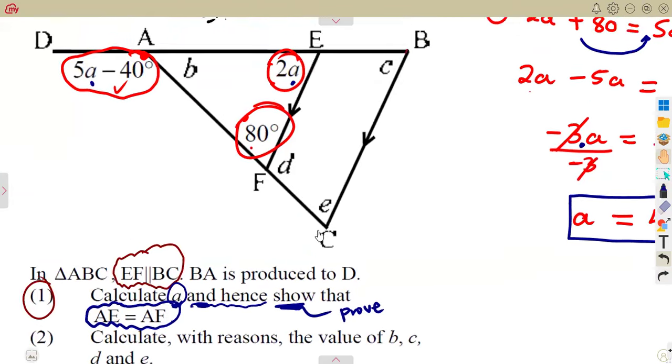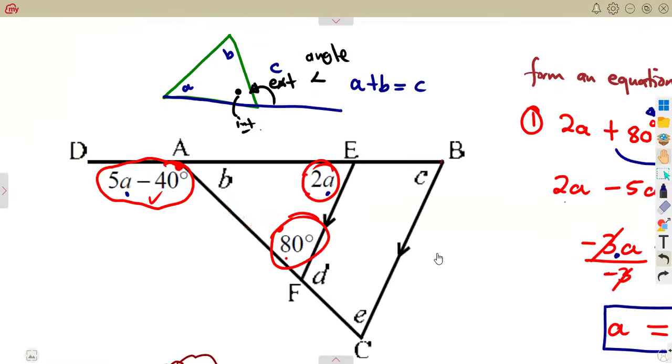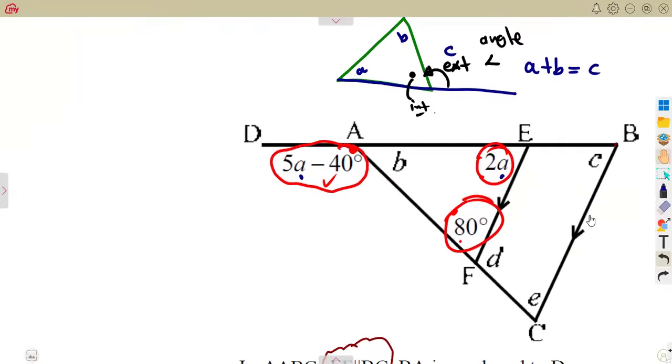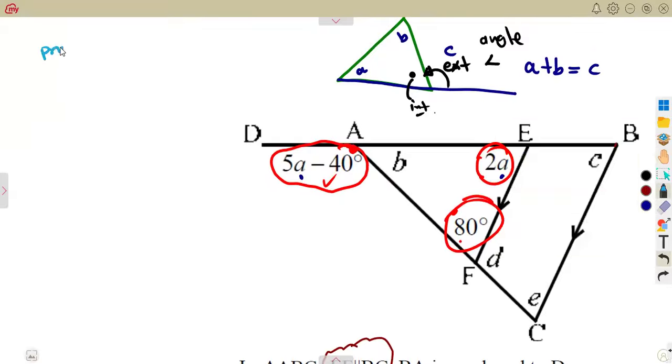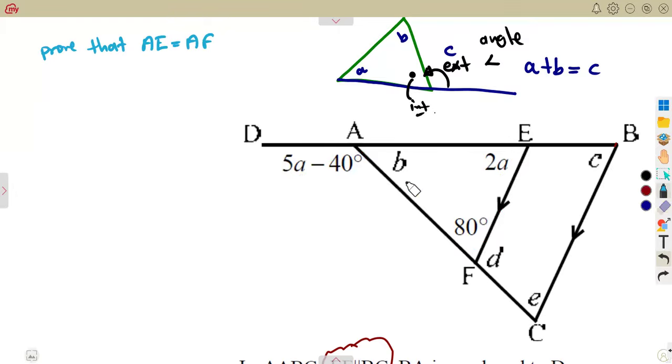AE and AF. All right, let's check on our diagram where AE is. The second part is to prove, or to show, that AE is equal to AF. How can we show that AE and AF are equal? This is our line AE, and this is our line AF. They are not equal for now, because if they were equal, they were going to put this to show you that they are equal. Now you are the one who is supposed to show that this line and this line are equal.